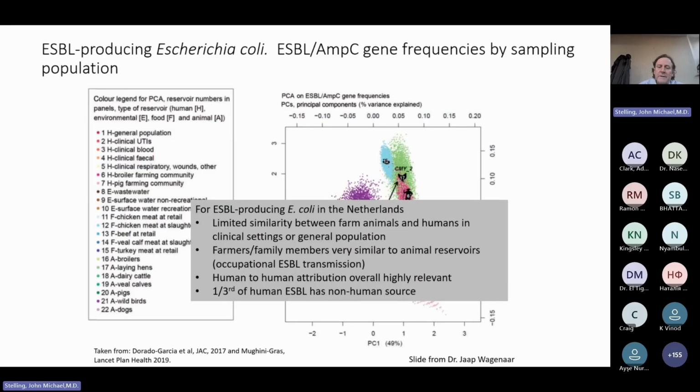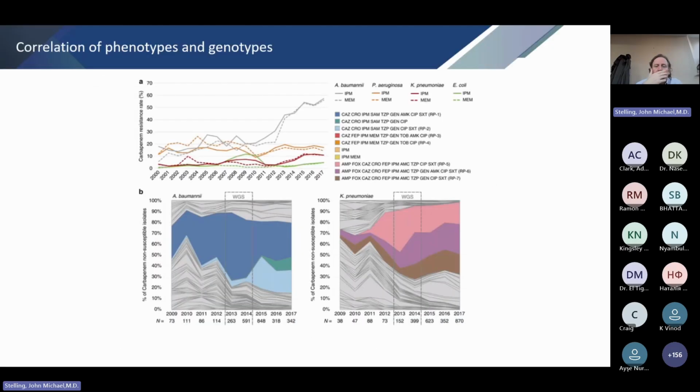The final conclusion of the study is, except in those cases, there's little similarity between ESBL genes in the human and the animal populations, the farm animals, with the exception of people who work on farms. And then there's a lot of overlap. In this particular study, 1/3 of the human ESBLs were considered to be of non-human source. Of course, that would reflect their sampling strategy. How many farmers did they select?